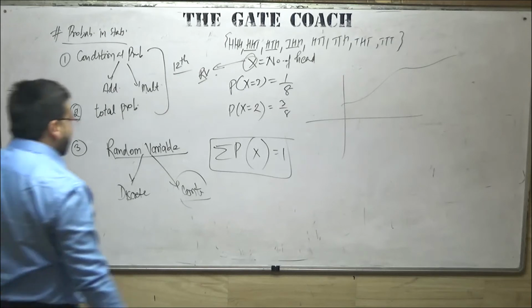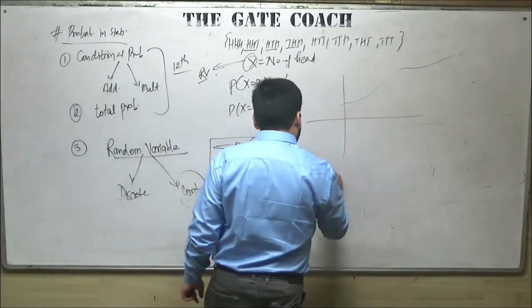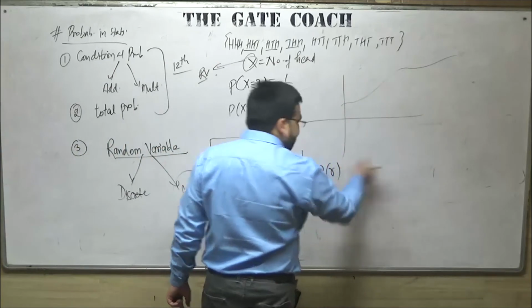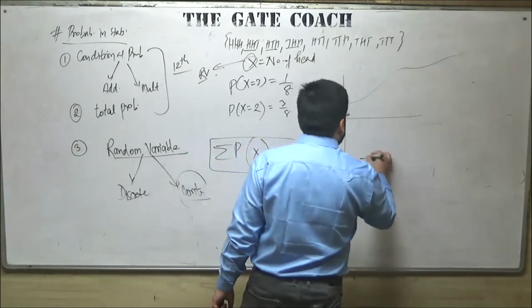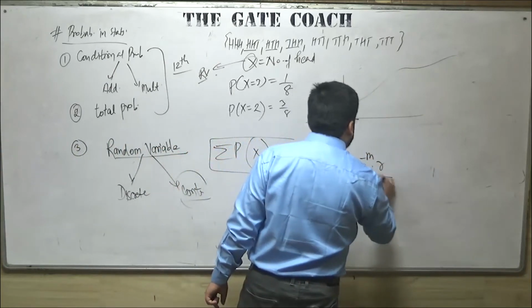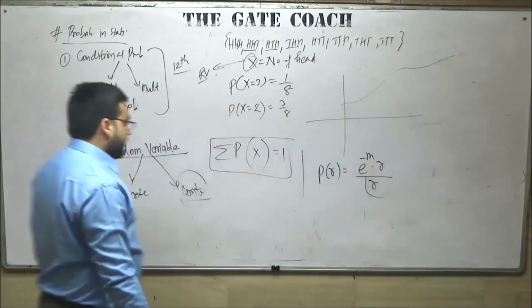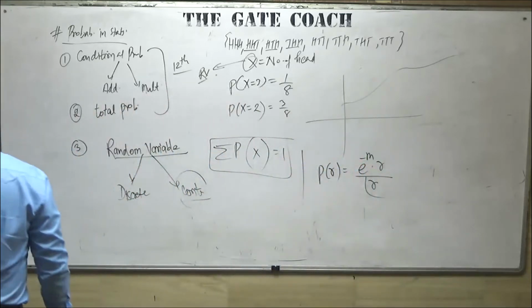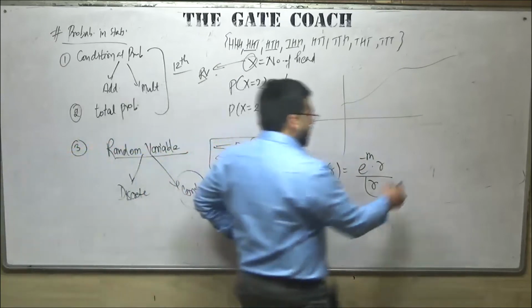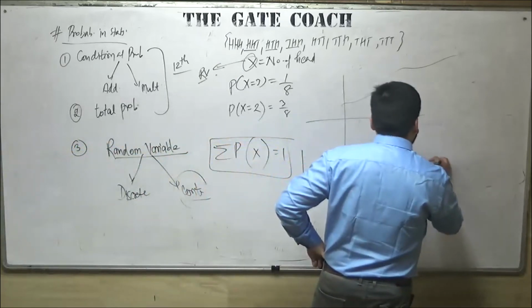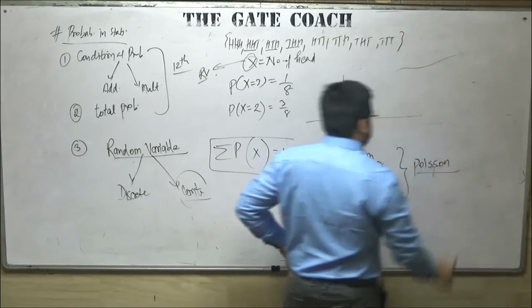The probability of R, or X, whatever you want to call, is e raised to the power minus m into m raised to R divided by R factorial. This is what we have already discussed in the Poisson distribution. This was the formula of Poisson distribution. So it will be given to you in the question itself in the GATE exam.